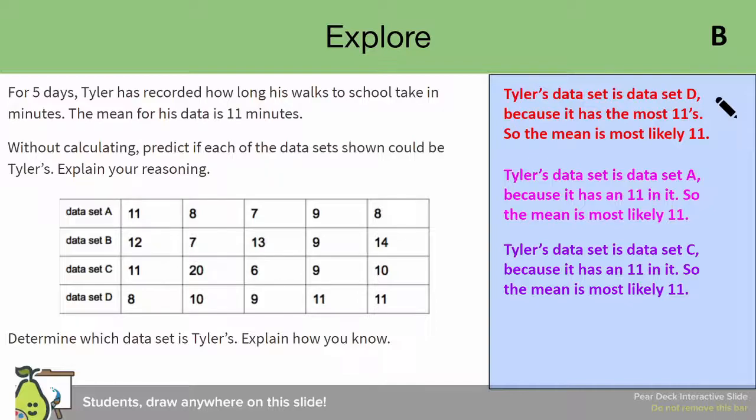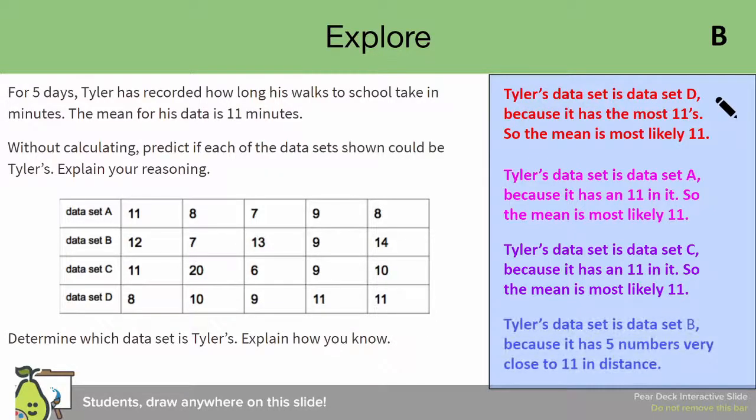All right, I have another student here for you. And this student said Tyler's data set is data set B because it has 5 numbers very close to 11 in distance. Please pause the video. What do you think about that logic? All right, welcome back. If you said that this person's logic makes a lot of sense to you and is most likely the correct one, then you are correct. And we're going to look at why some of these are wrong and why some of these are correct. So with that said, let's move forward.